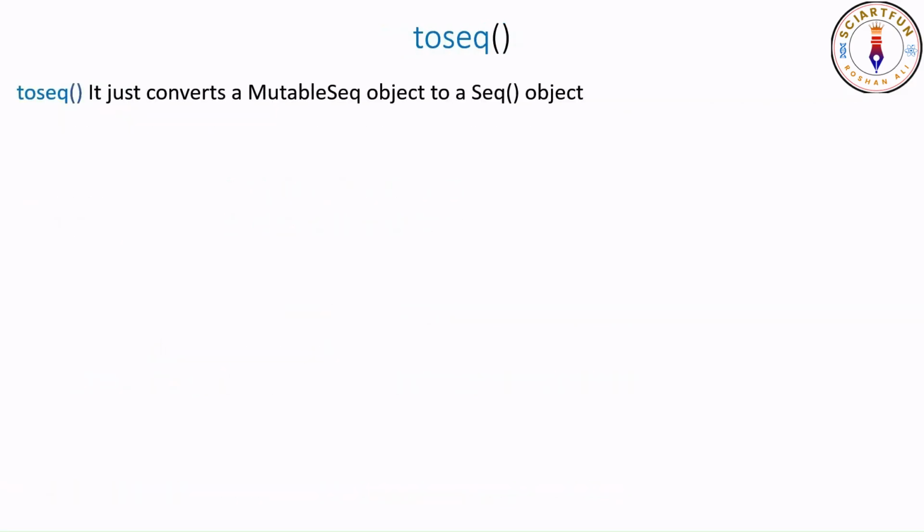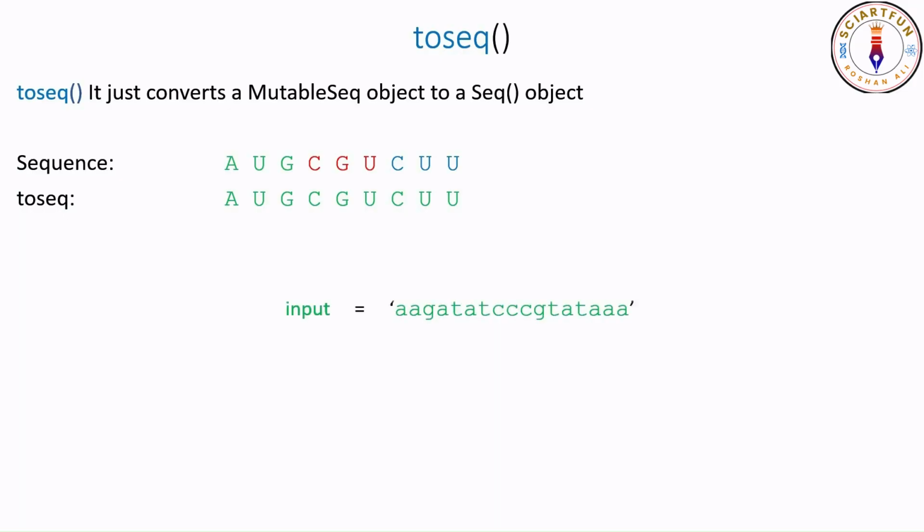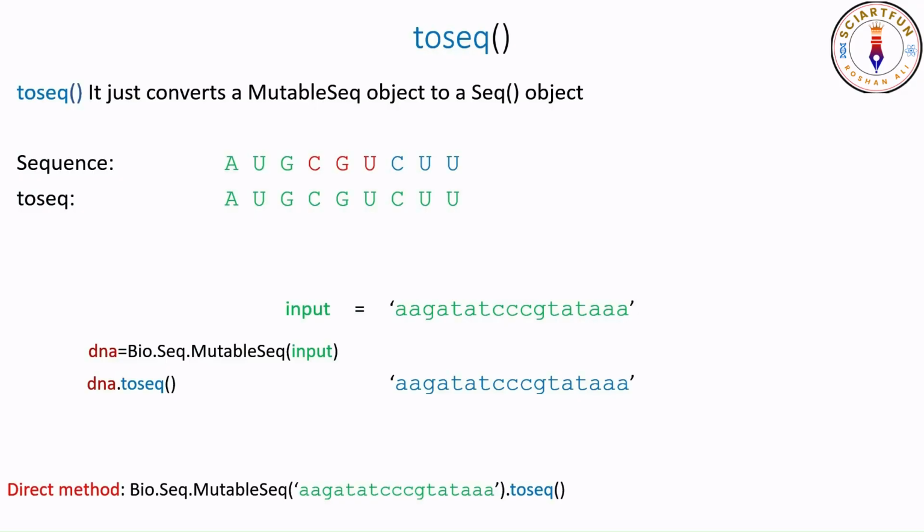If you have created a Mutableseq class object, and you want to convert it to Seq class object, then use these steps. First you create a Mutableseq class object, then you type that object name, dot, toseq, and hit enter. You are done.